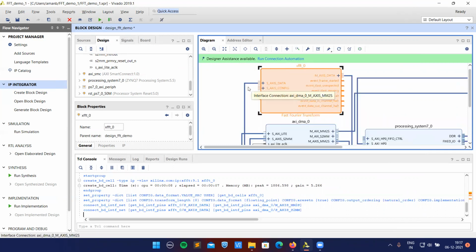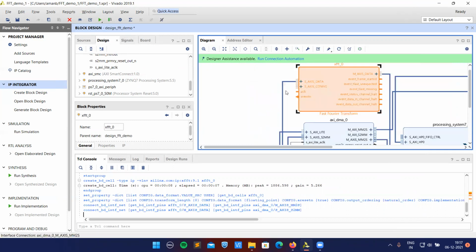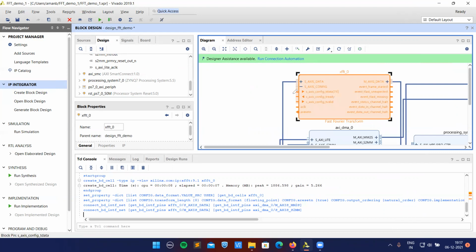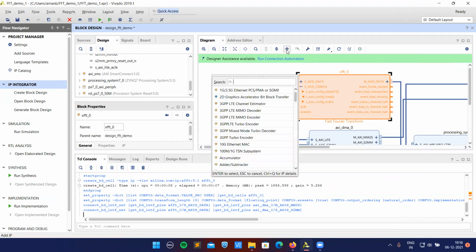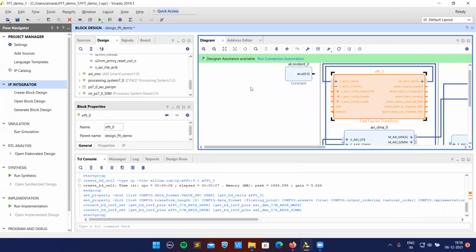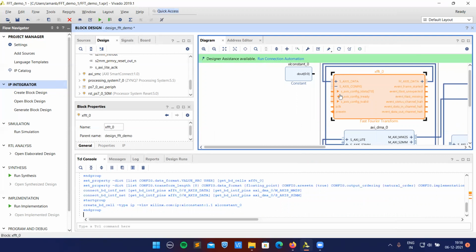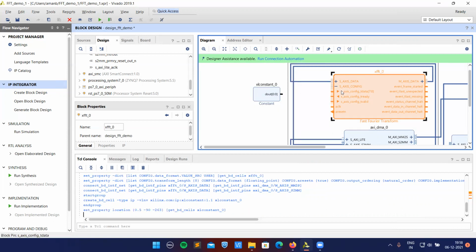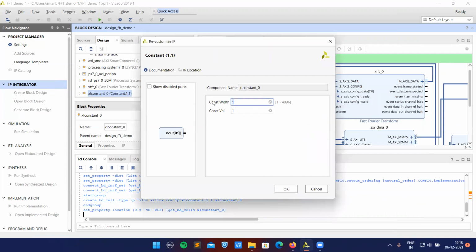The FFT requires some configuration, and for performing the FFT, we have to explicitly give it some high signals, so that the FFT IP is going to perform the fast Fourier transform on the input data. So we are going to give constant values. We have two inputs in the S_AXIS_CONFIG. The first is the S_AXIS_CONFIG_TDATA, which is a 7-bit input. So we are going to give the constant width of 7, and the constant value will be 1.